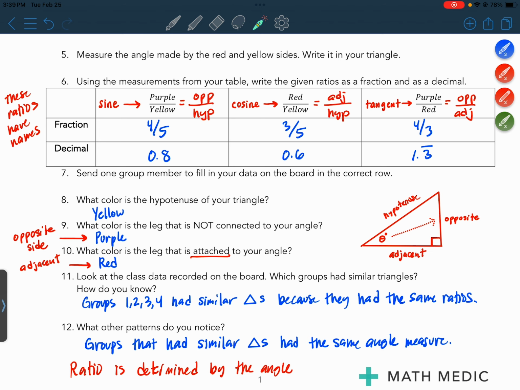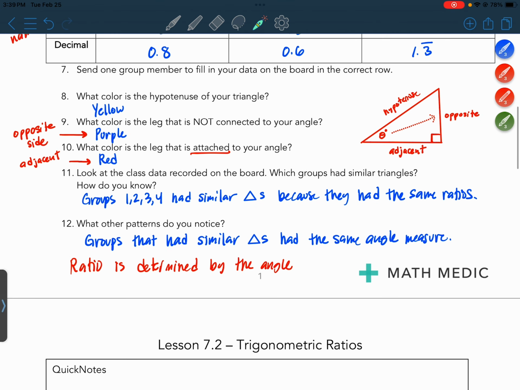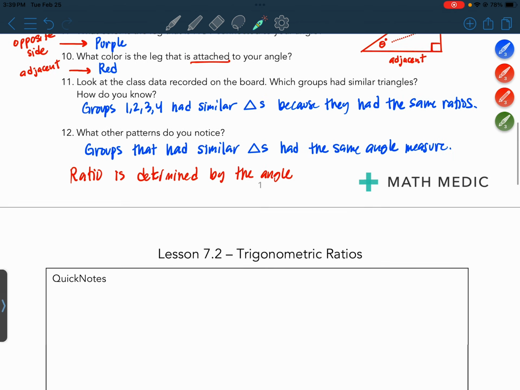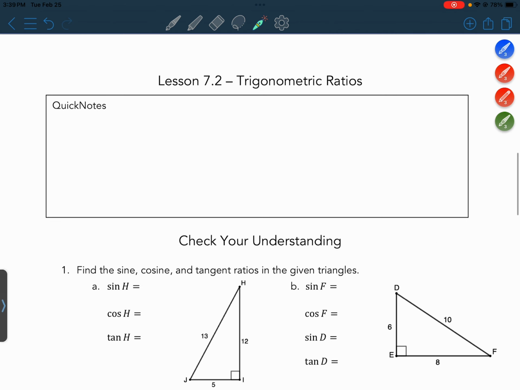Before we flip over, remember that these ratios are determined by the angle. So if the triangles have the same angle measure, they're going to have the same value for their ratios. So let's flip over to the back side, and we'll write a quick summary of the important ideas from this lesson. One big takeaway from today is that these ratios have names.